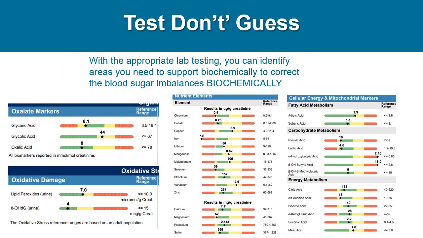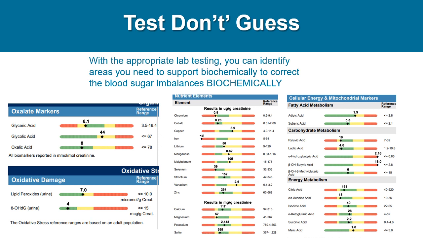I often use the phrase test, don't guess, and this is why I love medical nutrition therapy and lab testing. You can really see what areas need attention to correct. As you can see in this image, this person is dealing with an oxalate-related disorder that can be caused by both blood sugar dysregulation and oxidative stress. Blood sugar dysregulation can upregulate an enzyme known as alanine glyoxylate aminotransferase, and this can produce oxalates endogenously.